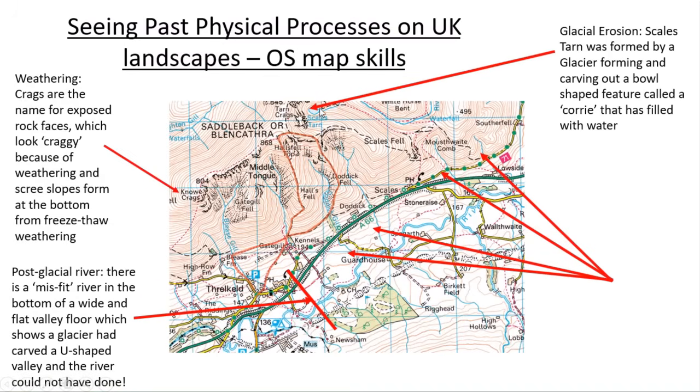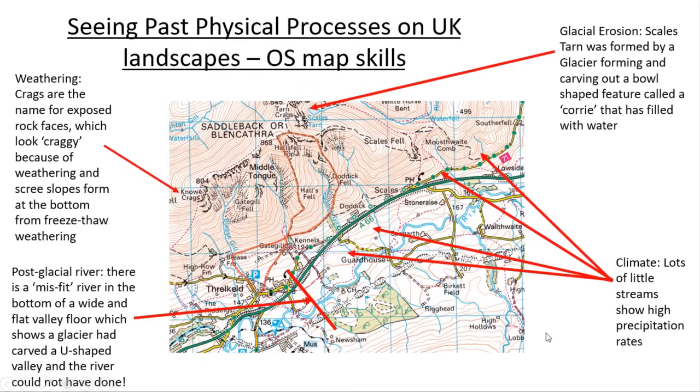Along the top you've also got other features like Scales Tarn, which is an upland lake left behind after a glacier rubbed and created a bowl shape, which is now filled with water. And down here you've also got these other rivers running down, which tells you that the climate is very, very wet in this area too. So there are loads of physical processes on display in this particular map, which show it's a natural area.